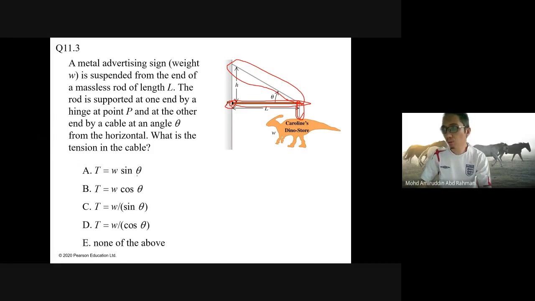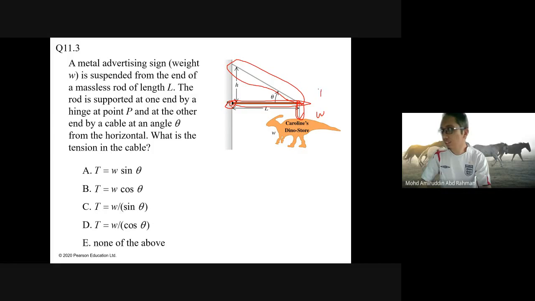Okay, so you have T equals W sine theta. So you already see that all of the solution is related to sine theta and also cos theta. So you just need to choose whether it is related to cos theta or sine theta. Okay, so what is the tension over there? So the tension must be, so somewhere, so it's W over there.